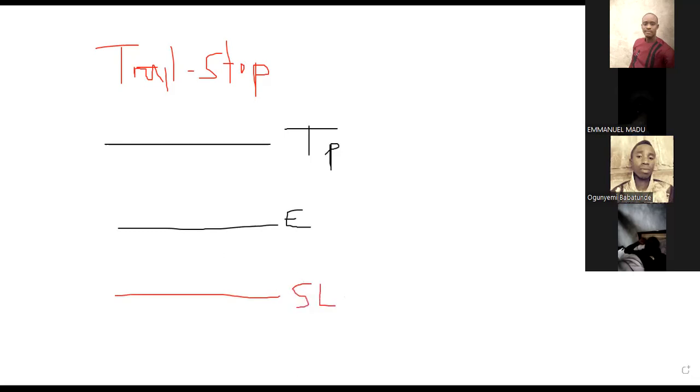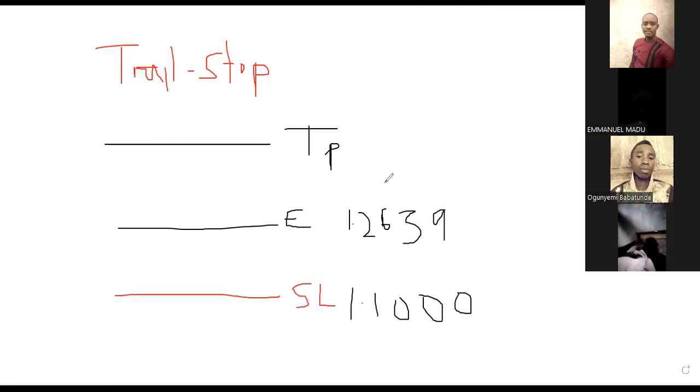Now, let's say the entry point value for this trade was 1.26389. I'm just giving you this value. And let's say the stop loss is actually 1.1000. Now, let's say you're adding 20 pips to this, or just 5 pips. Then you have 1.2... Let me make this larger, please. 0.0000.